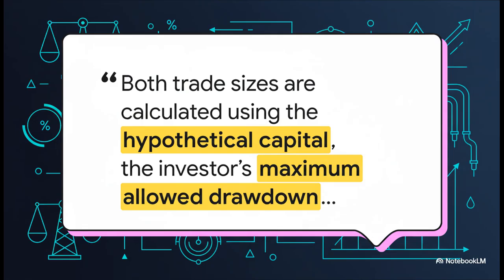Now, this next part is a mandatory disclosure, and it perfectly explains how those numbers are reached. Both trade sizes are calculated using the hypothetical capital, the investor's maximum allowed drawdown, the third triangle domain percentage, the risk coefficient, and the contract size. You can see that transparency is a huge part of the Market DNA method.